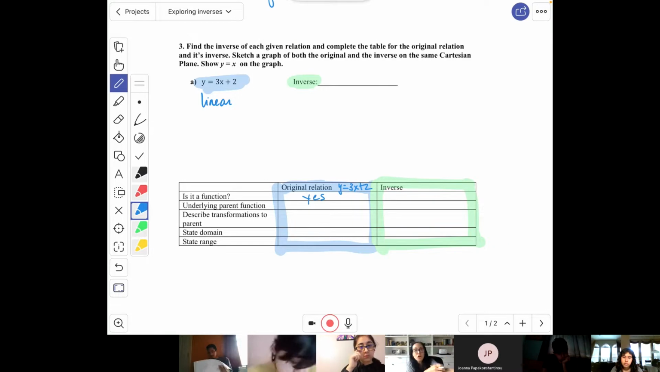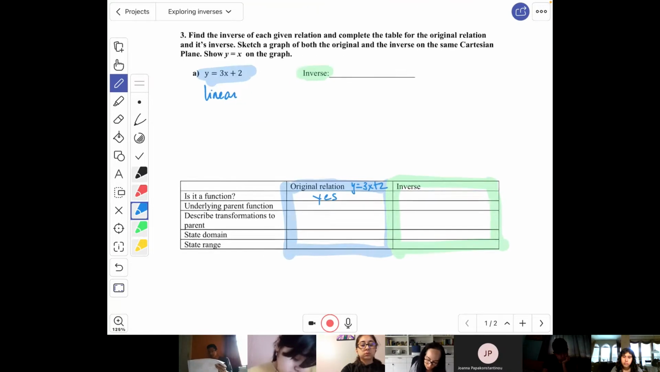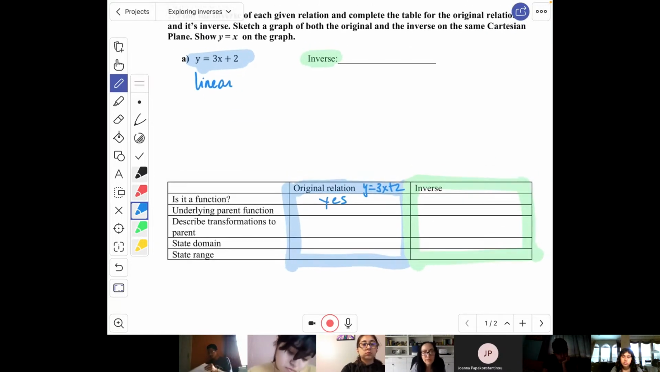Now, what is the underlying parent function? If I strip away all transformations, can you tell me what the underlying parent function would be? This is a little tricky. If I take away the transformations, that plus 2 is a transformation and the times 3 is a transformation, what is left? What is the underlying parent? Does anybody know? Y equals x. Beautiful. Y equals x. Excellent.